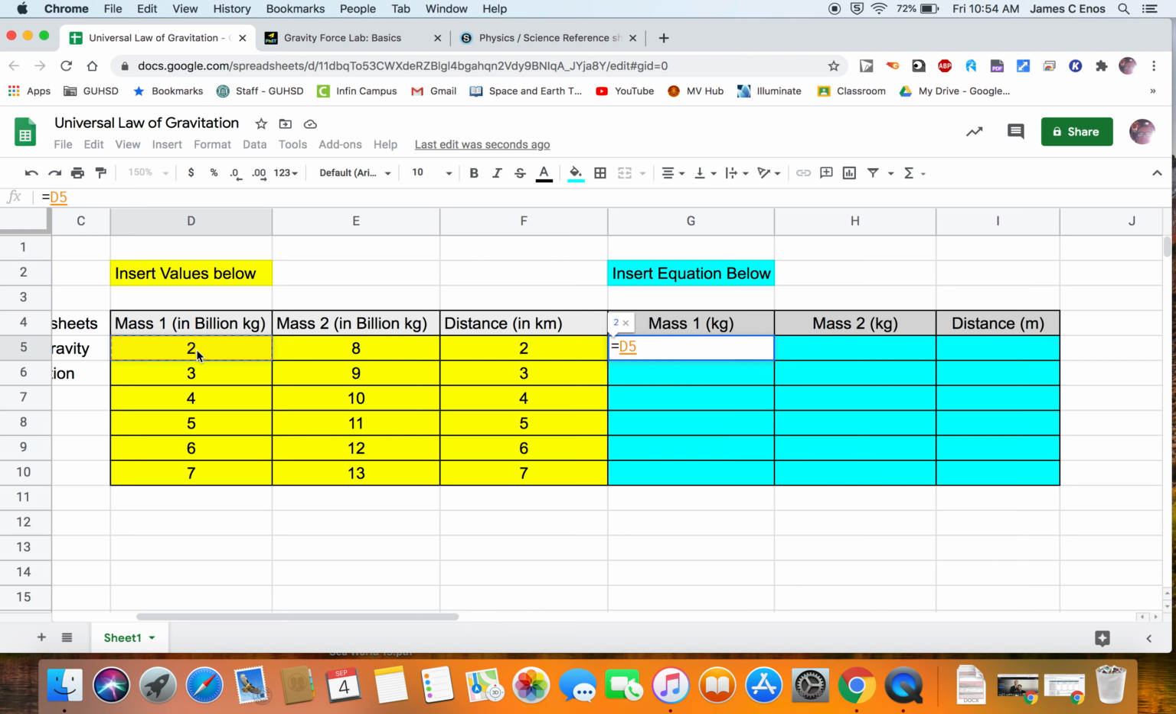I'm going to take this and I'm going to multiply by doing star, and that's multiplying by 10 caret 9. So that's now taking everything over here in cell D5 and multiplying it by 10 raised to the power of 9. That's 10 billion. So now we're taking this 2 and we're now getting up to the billion. So it's going to be 2 billion kilograms.